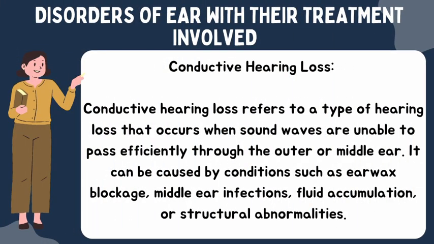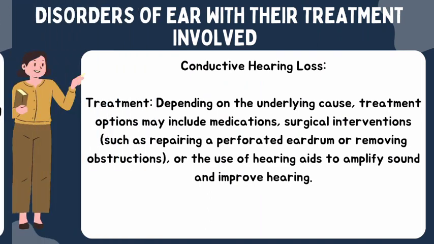Fourth, conductive hearing loss. Conductive hearing loss refers to a type of hearing loss that occurs when sound waves are unable to pass efficiently through the outer or middle ear. It can be caused by conditions such as earwax blockage, middle ear infections, fluid accumulation, or structural abnormalities. Treatment: depending on the underlying cause, treatment options may include medications, surgical interventions, such as repairing a perforated eardrum or removing obstructions, or the use of hearing aids to amplify sound and improve hearing.